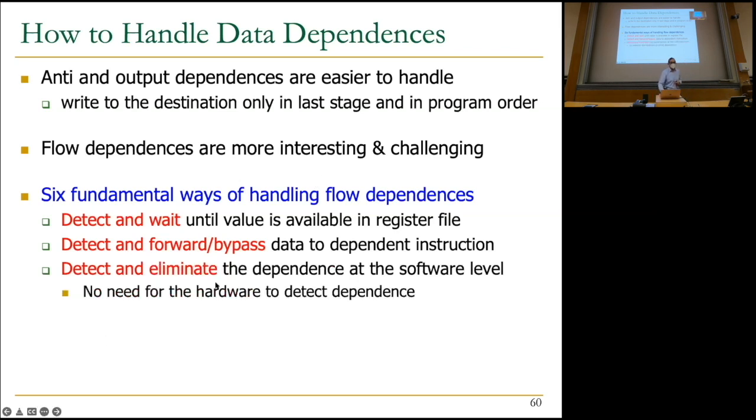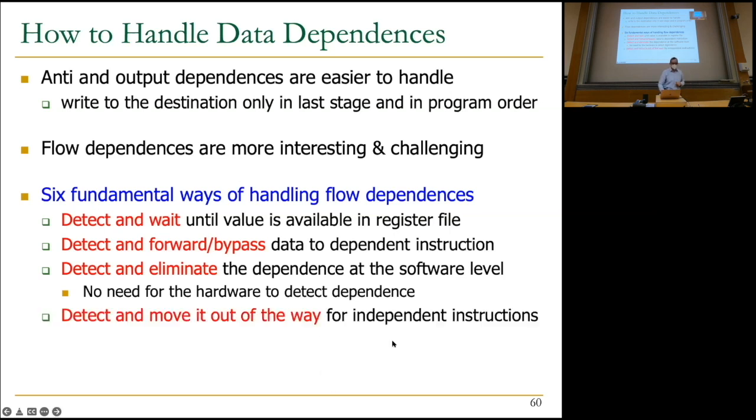The third one is detect and eliminate the dependence at the software level. The compiler, the programmer looks at the instruction and says, oh, this pipeline cannot execute this the way it's written. So I'm going to reorder the instructions. I'm going to insert no-ops to make sure that all instructions get the correct values when it's executed on this pipeline. So we're going to see this. And here, there's no need for the hardware to detect the dependence in this case. So it's beautiful also. And this is also employed in existing systems.